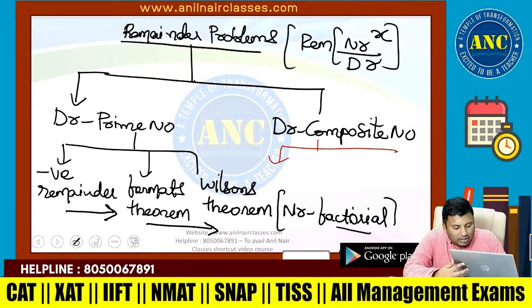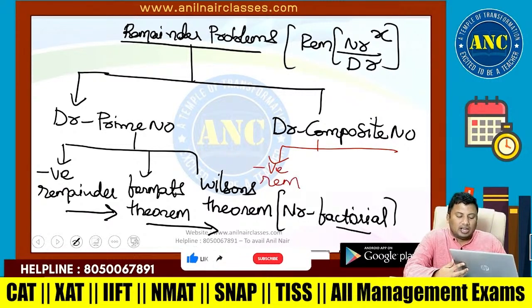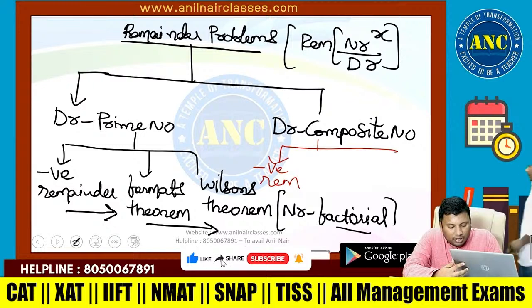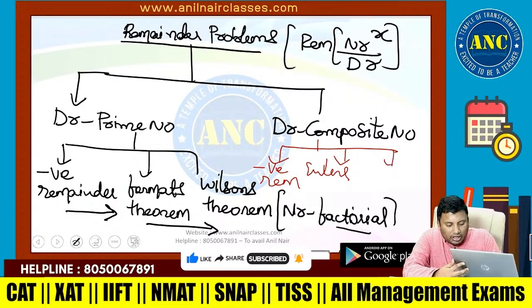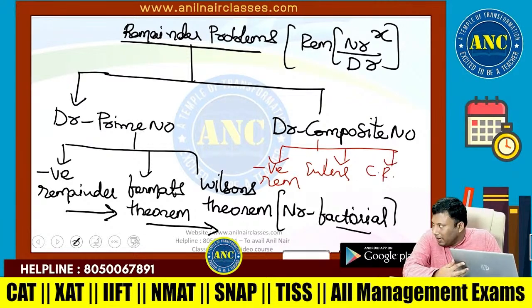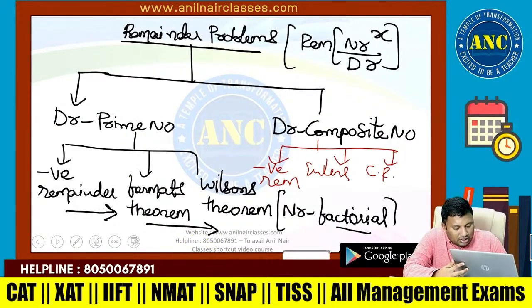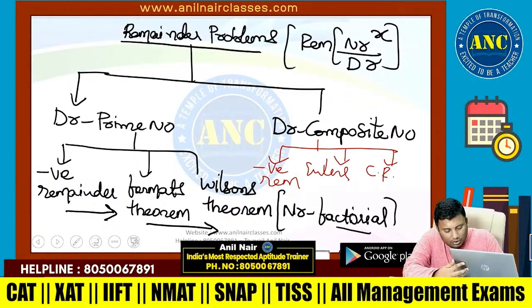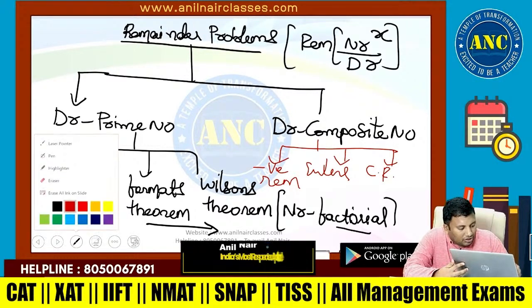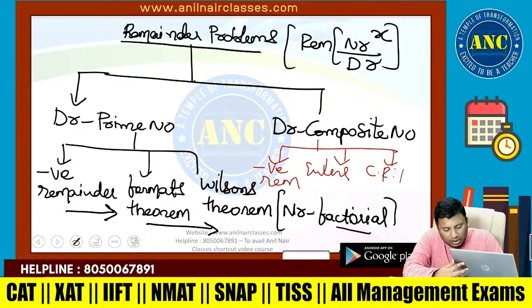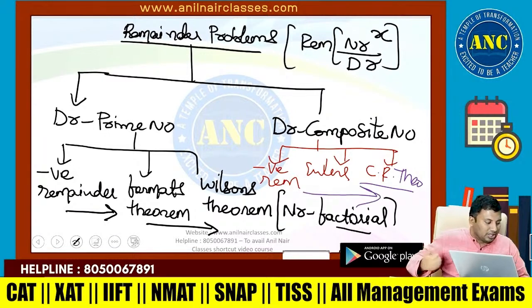If it is a composite number, you can use first a negative remainder, then you can use Euler's theorem, then you can use Chinese remainder theorem. Take this table. Chinese remainder theorem, there is no confusion. Absolute clarity is there. Negative remainder, Euler's theorem and Chinese remainder theorem.